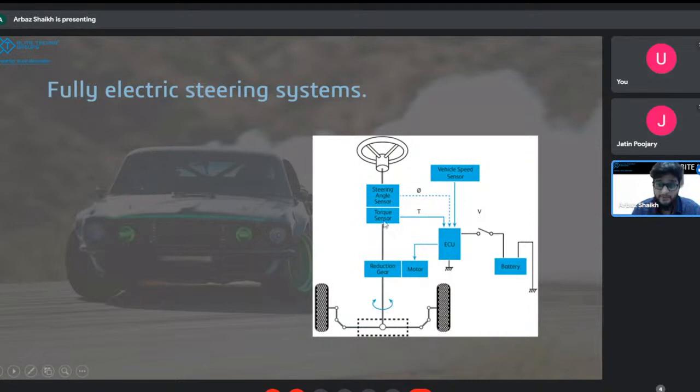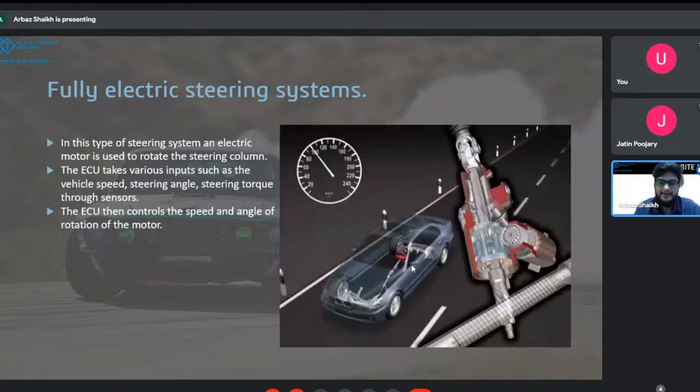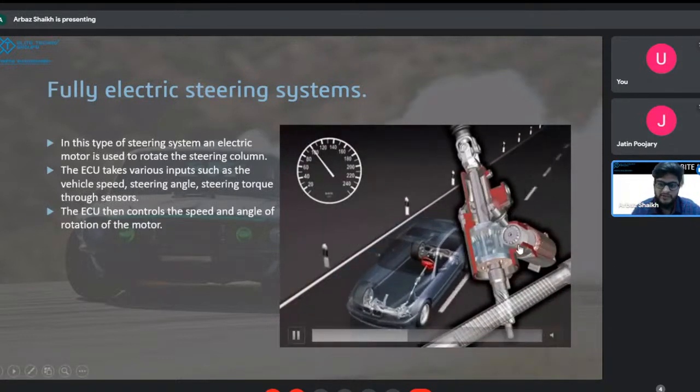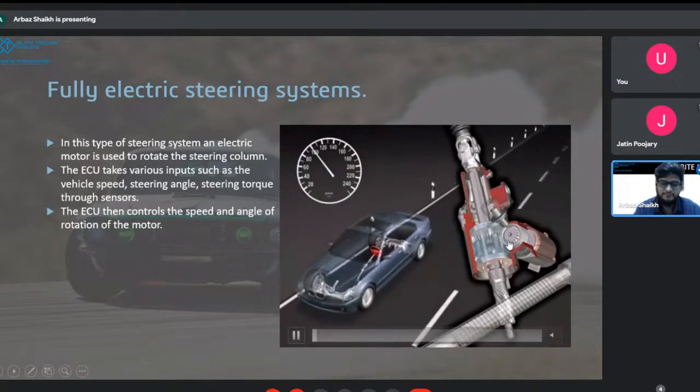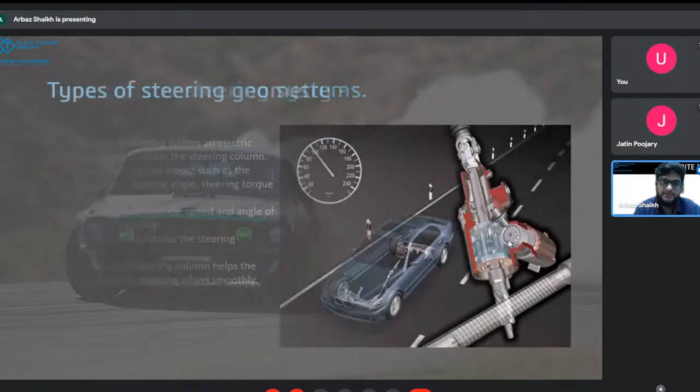The ECU takes inputs from all the sensors such as vehicle speed, steering angle, and torque sensor, and depending upon that, it gives output to the motor as to with how much speed it should rotate, and at how much degree or how much angle it should rotate. And that motion was given to a set of reduction gears, which was then connected to the steering column. So that was how the working of the fully electric steering system happened. And you can see over here, this was the motor, and then this was the set of reduction gears which would work. And that was for the steering mechanisms.